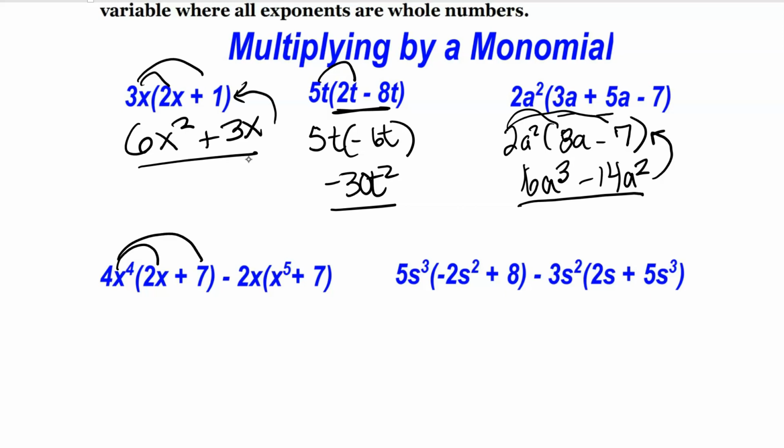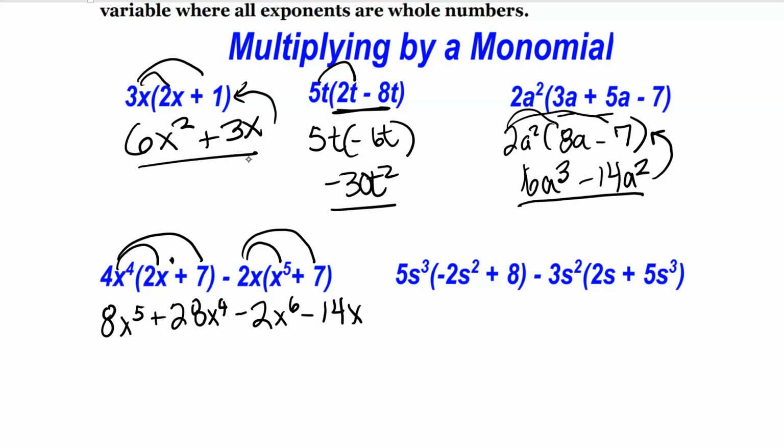We have 4x to the 4th times 2x is going to give us 8x to the 5th, because we know there's a 1 there. Math competent people know that. And then 4x to the 4th times 7 is going to give me 28x to the 4th. Distribute this over here, and we get negative 2x to the 6th. Distribute this over here, minus 14x.